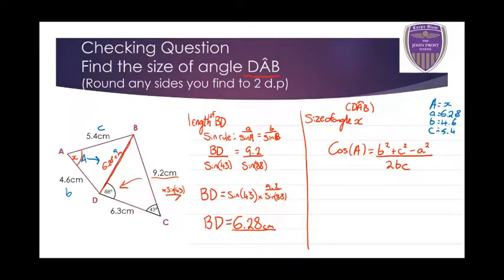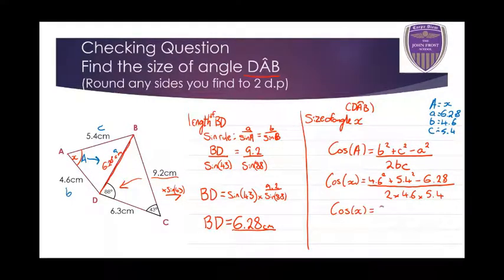Okay. So if we substitute these values into our equation, we've got cos of X is equal to B squared, 4.6 squared, plus C squared, 5.4 squared, minus A squared, 6.28 squared, all of that divided by 2 times B, 4.6, times C, 5.4. Okay, and if you pressed equals on your calculator, I turned this into a decimal because it was a very tricky fraction, but you should have found that cos of X was equal to 0.219. That was to 3 decimal places.